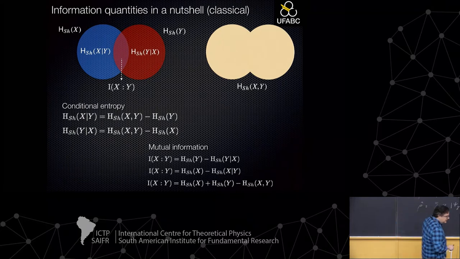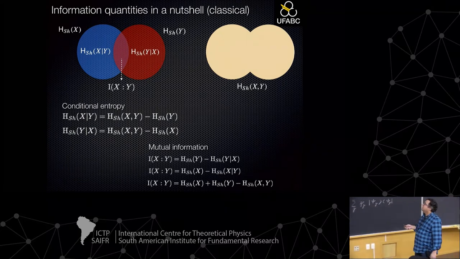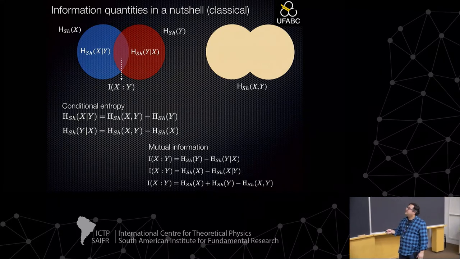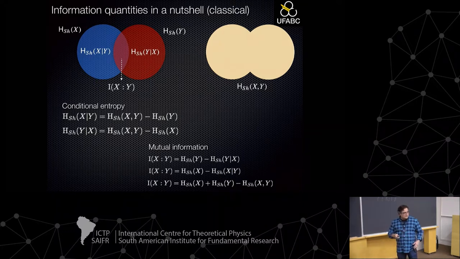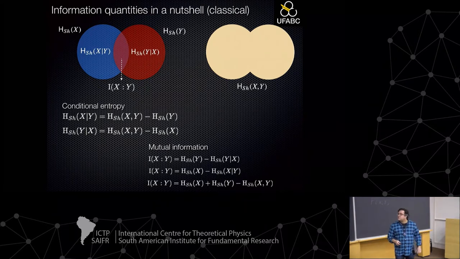And then looking at this Venn diagram, we can write several relations between these different entropies. For example, we can write the conditional entropy in terms of the joint entropy and also the marginal entropy. And the mutual information, which measures the correlation between the two distributions, can also be written in three different forms. For example, we can use conditional entropy to write the mutual information, and we can also use the joint entropy to write the mutual information.